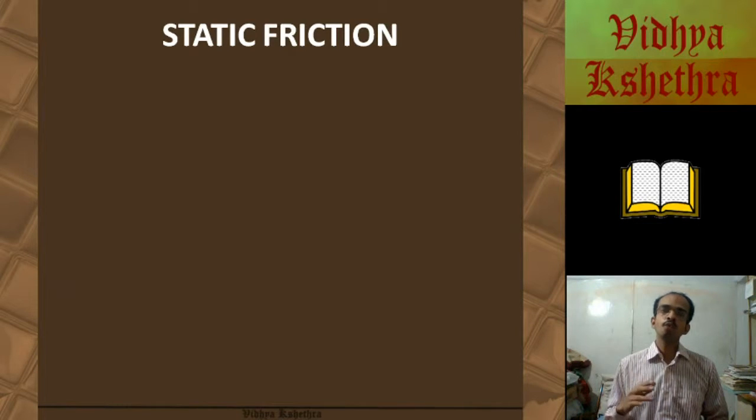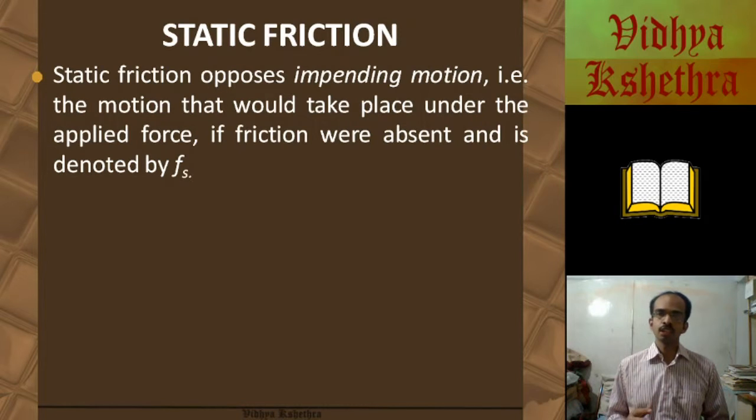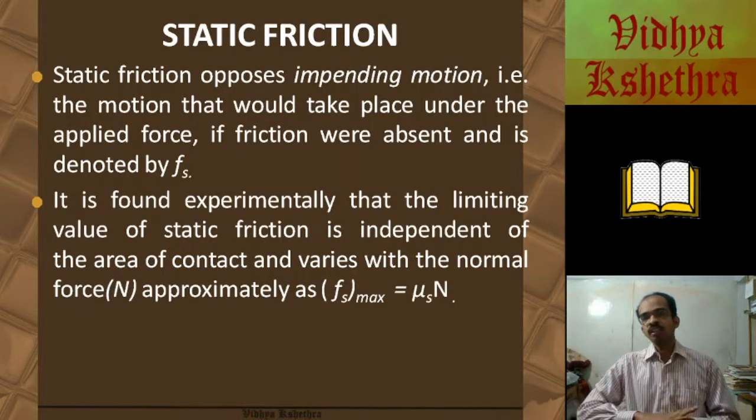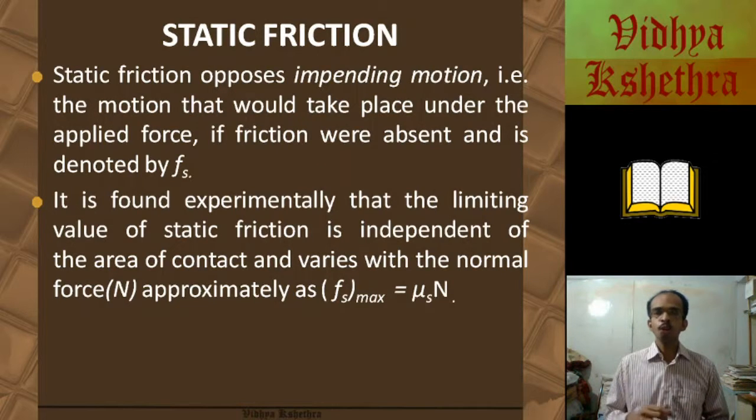Now, we can see what we mean by static friction. Static friction opposes impending motion. That is, the motion that would take place under applied force if the friction were absent, and is denoted by Fs. It is found experimentally that the limiting value of static friction is independent of the area of contact and varies with the normal force.